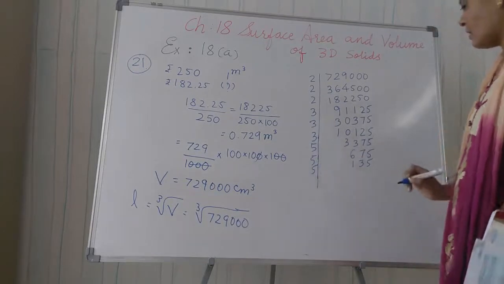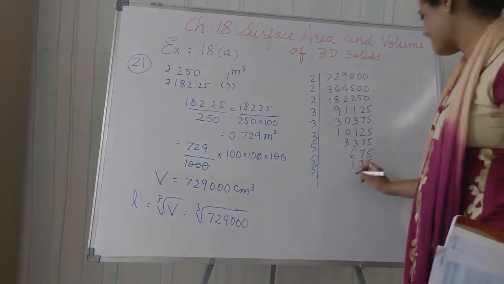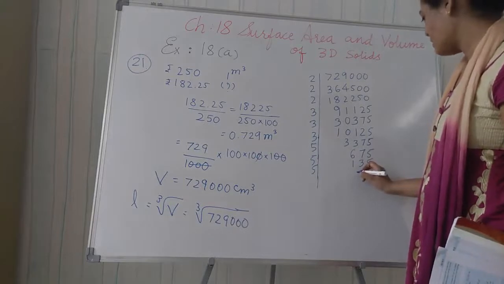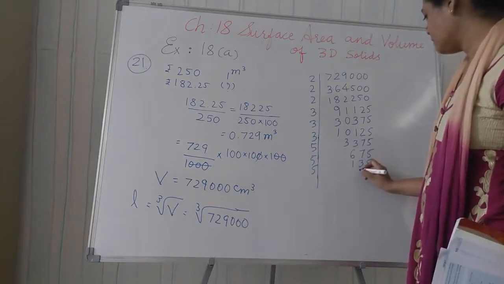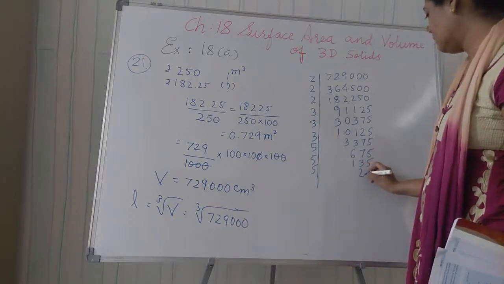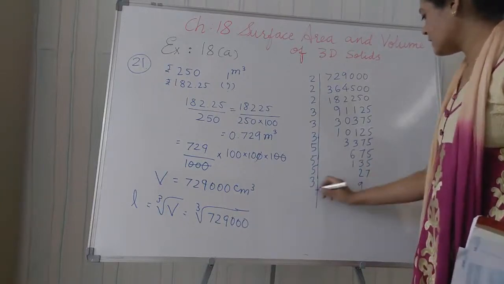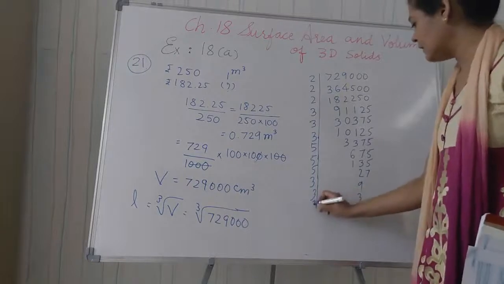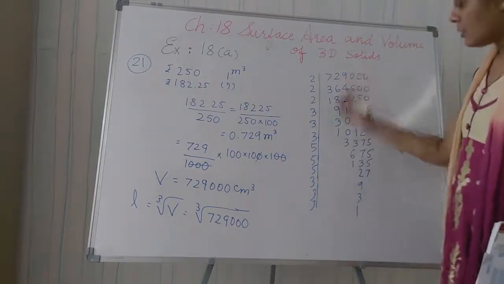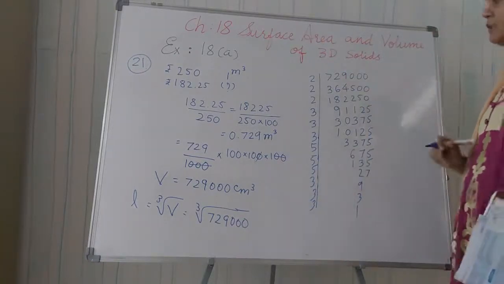So here we get, this is 5 2s are 10 and 5 7s are 35. Again by 3 it will go. So 3 9s are 27, 3 3s are 9, 3 1s are 3. So now students, this is the factorization of what we found.